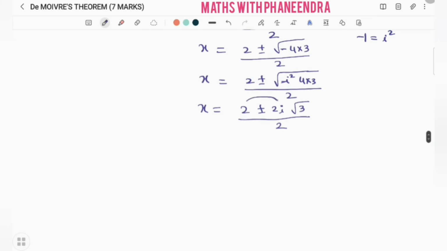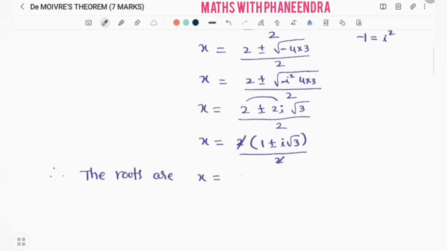So take common 2 from the numerator and then cancel it. 1 plus or minus i root 3 divided by 2, 2 gets cancelled. Therefore, the roots of the equation are x is equal to 1 plus or minus i root 3. They mention already alpha, beta are the roots of the equation. So alpha is equal to 1 plus i into root 3. Beta is equal to 1 minus i into root 3. So these values we got, the roots.